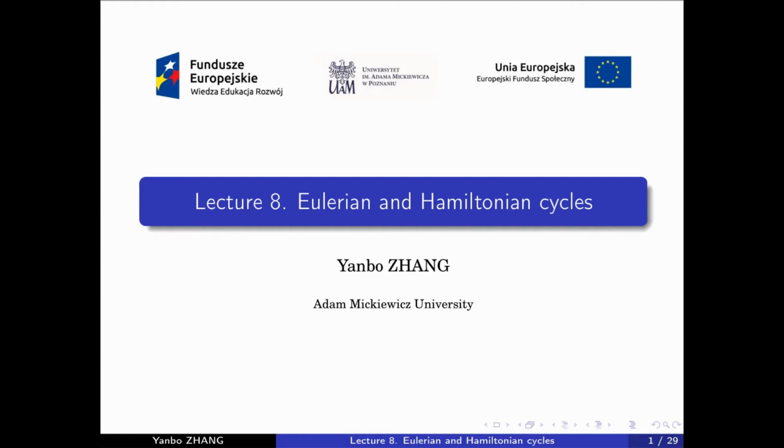In today's lecture, we are talking about Eulerian and Hamiltonian cycles. When we talk about Eulerian, we mean there is a walk that passes through every edge exactly once. When we talk about Hamiltonian, we mean there is a cycle that passes through every vertex exactly once. This is the difference between them. Eulerian means visiting every edge exactly once, and Hamiltonian means visiting every vertex exactly once.